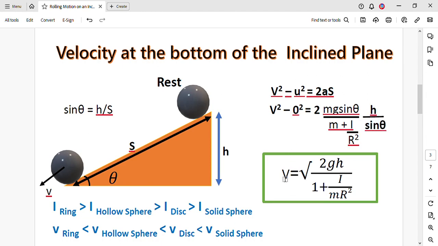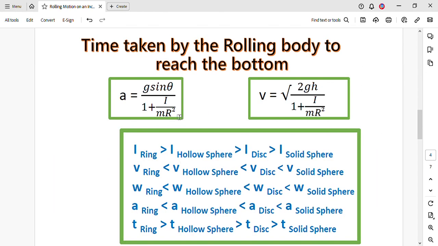So rearranging the terms we get v equal to the square root of 2gh divided by 1 plus I by mr square. Here we can also see that v is also inversely proportional to the moment of inertia. So a body which has higher moment of inertia has lower velocity, minimum velocity. The body which has minimum moment of inertia has maximum velocity, as in the case of acceleration. Now come to the next slide.